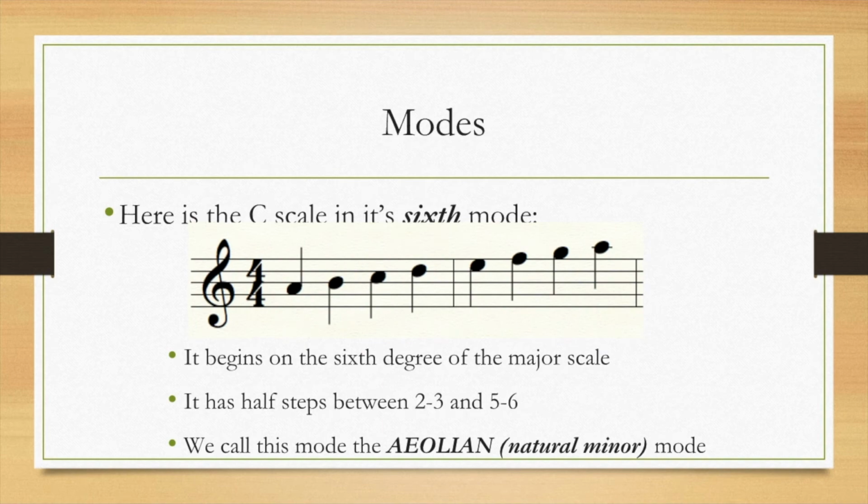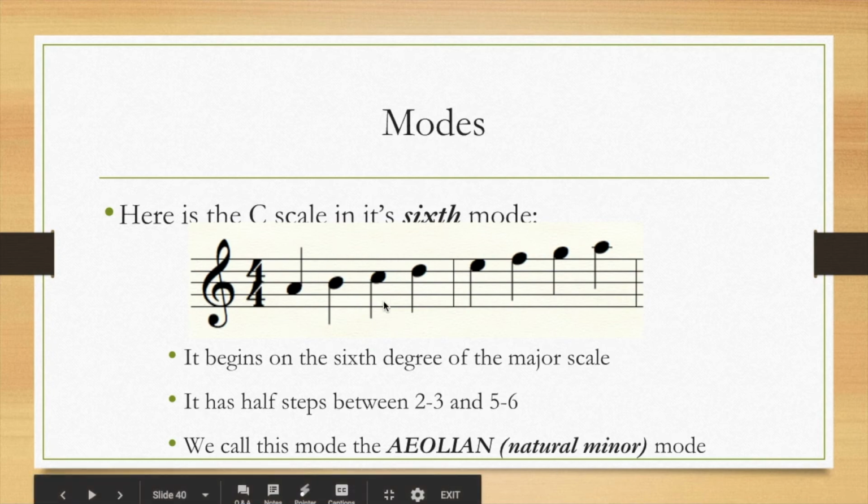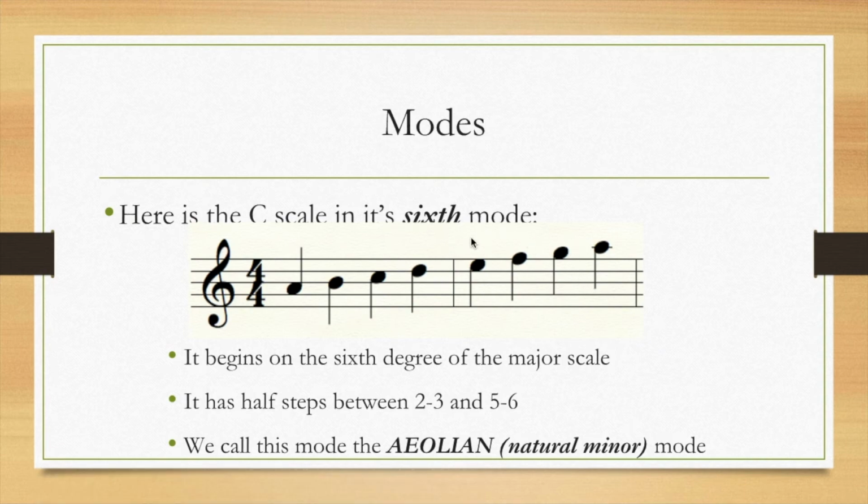The next one starts on A, and that's called the Aeolian or natural minor. It's exactly the same as the natural minor scale, because it shares the key signature with the major that we are in. We're in C major. This is its relative minor. So you've already heard this one. Half steps between 2 and 3 and 5 and 6. Let's see, where's 5 and 6? Right here. Cool?